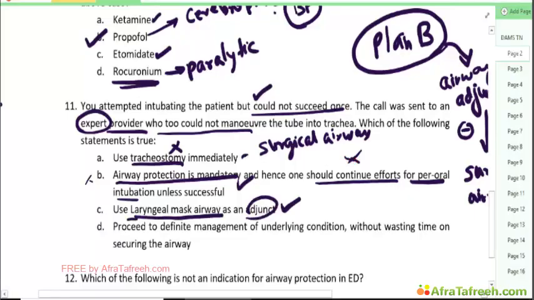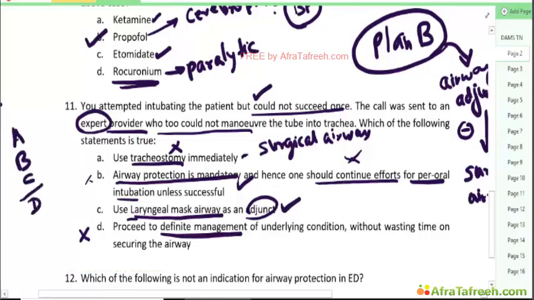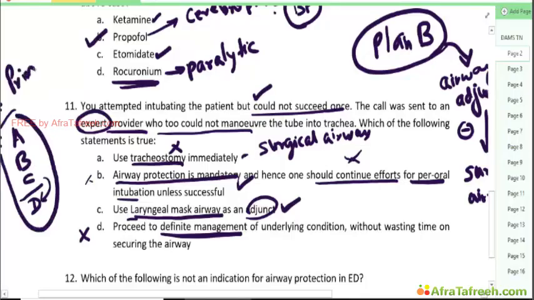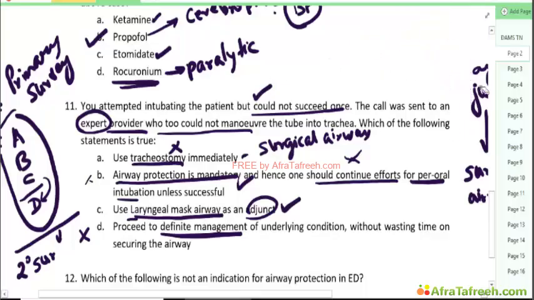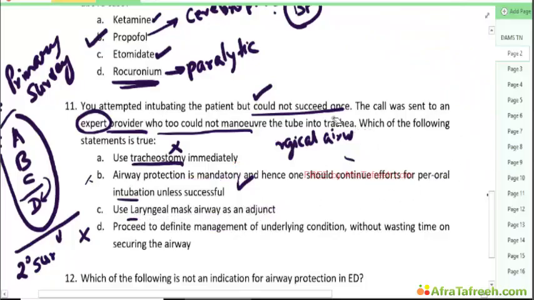Proceed to definitive management of the underlying condition without wasting time. No, this is not right. Definitive management is only after an initial stabilization of A, B, C, D. I put a bar here because you proceed to D only after ABCs are stable. This is what is called the primary survey. Only after the primary survey has been completed and the patient's physiology has been stabilized, you go for the secondary survey, which includes elaborate history taking, which again has to be very focused, and examination and definitive treatment.